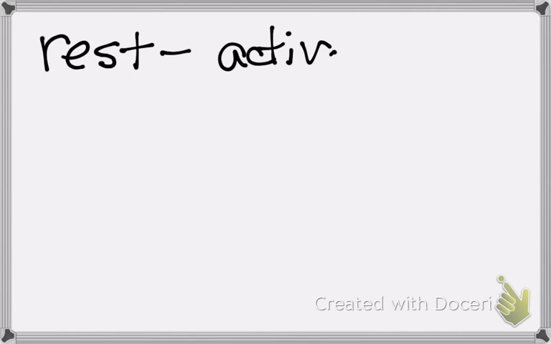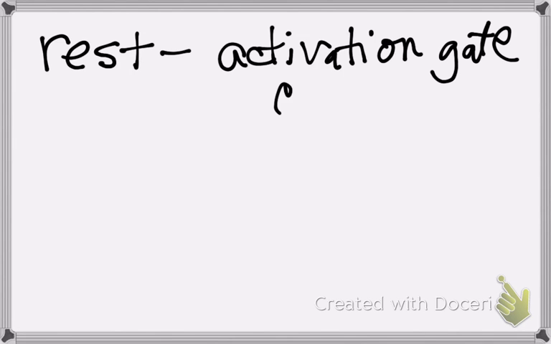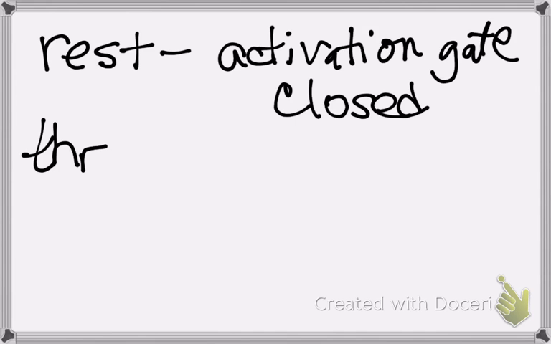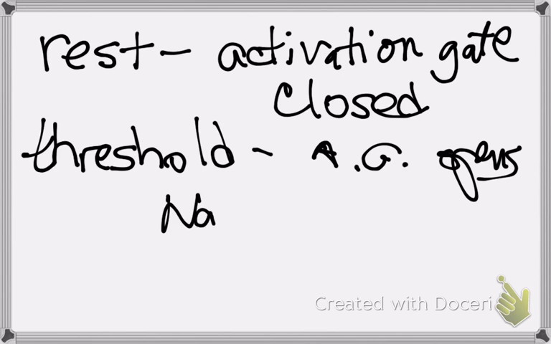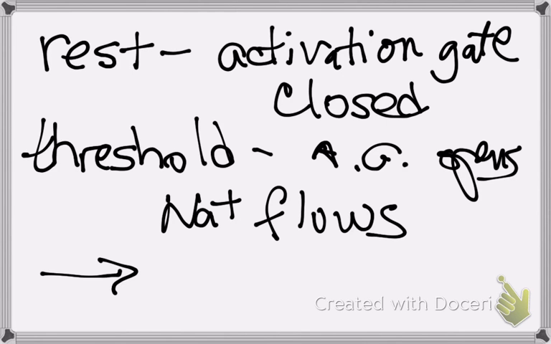Okay, so at rest, the activation gate is the one that's closed. We're talking about the sodium voltage channels. When I reach threshold, what happens? Activation gate opens and sodium flows. And that gets me until I get to positive 30 millivolts.